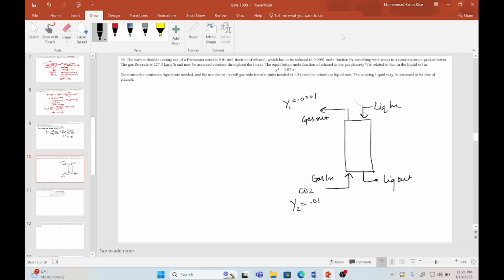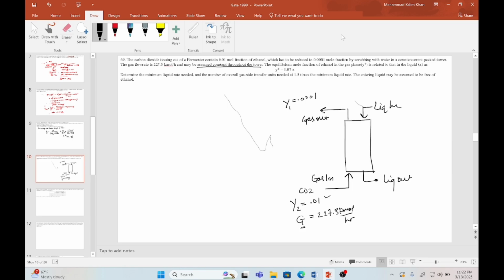Scrubbing with water in a countercurrent packed tower, the gas flow rate is 227.3 kilomole per hour. It is not saying combined or individual. Okay, let us assume gas flow rate combined. It may be assumed constant throughout the tower. That means the mole flow rate is independent of mole fraction.